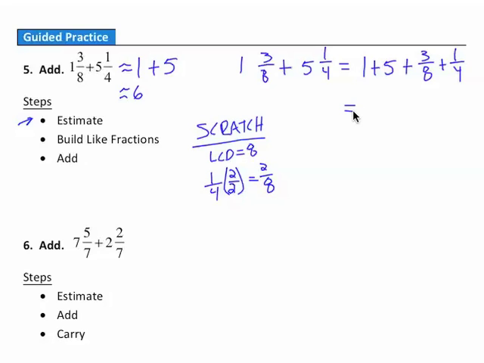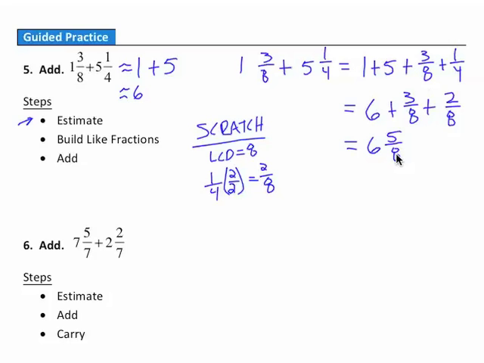Now let's go ahead and add the 1 and the 5 together. That's going to give me 6. And then I'm going to have plus the 3/8. And then I'm going to replace 1/4 with my new equivalent fraction, 2/8. So let's see. That's going to give me 6 and 5/8. And 5 and 8 don't share any common factors. So that's our final simplified answer.